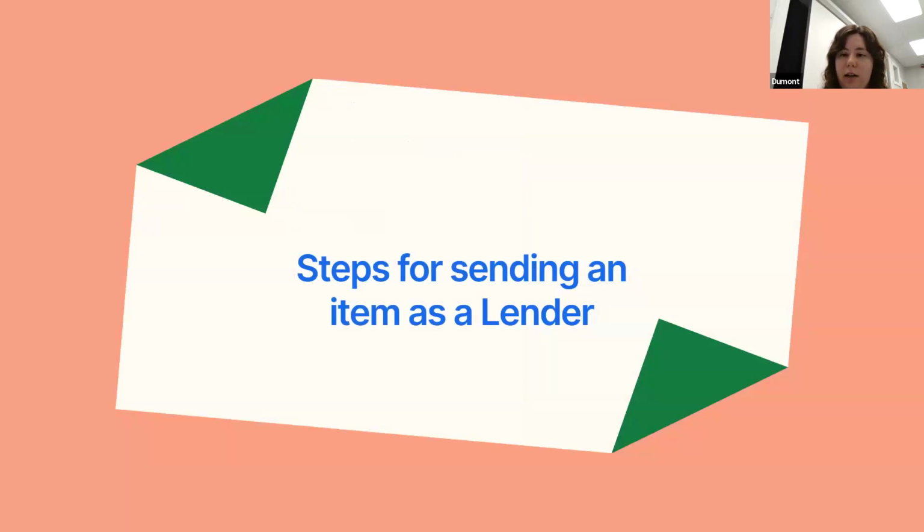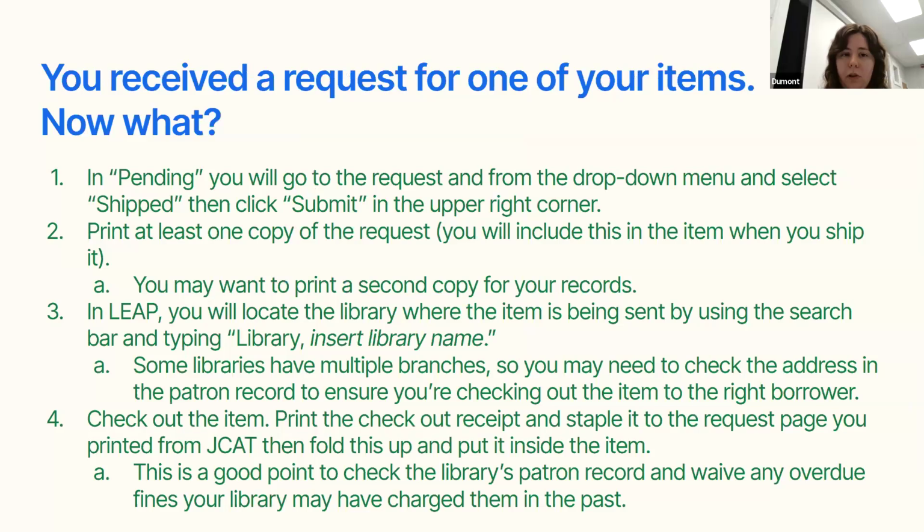Now, steps for sending an item as a lender. So you received a request for one of your items. Now what? In pending, you would go to the request, and from the drop-down menu, you would select Shipped, then Submit in the upper right corner. Now, I know that in the previous section, I mentioned the will supply in process status. That will also appear on the drop-down menu.